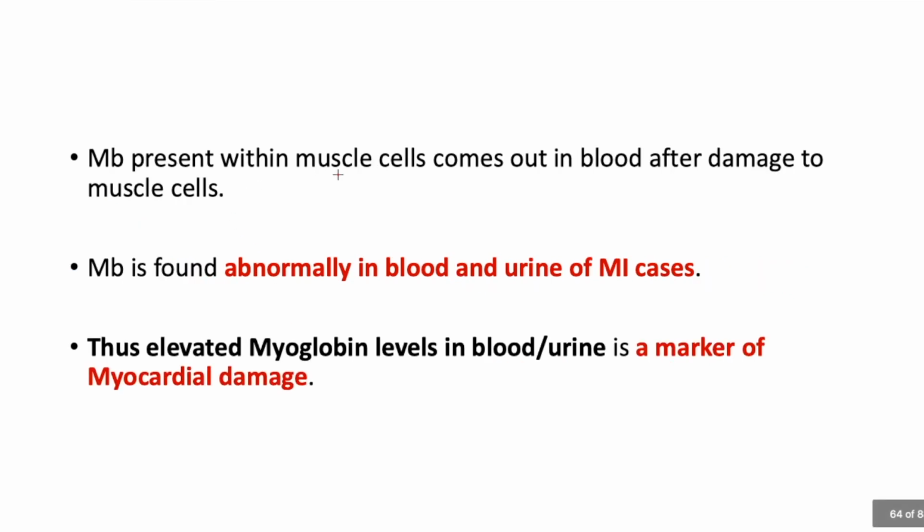Myoglobin is present within the muscle cell and comes out in the blood after damage to the muscle cell. Myoglobin is found abnormally in the blood and urine of MI cases. Thus, elevated myoglobin level in the blood and urine is a marker of myocardial damage.